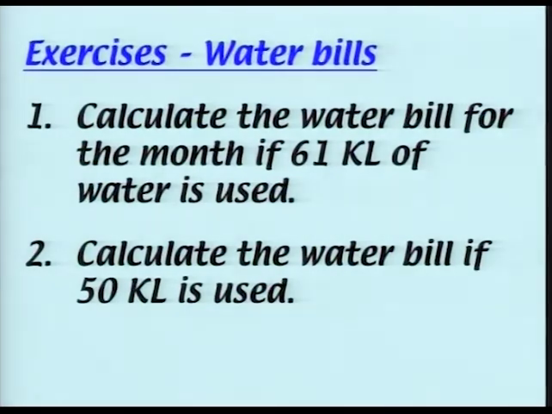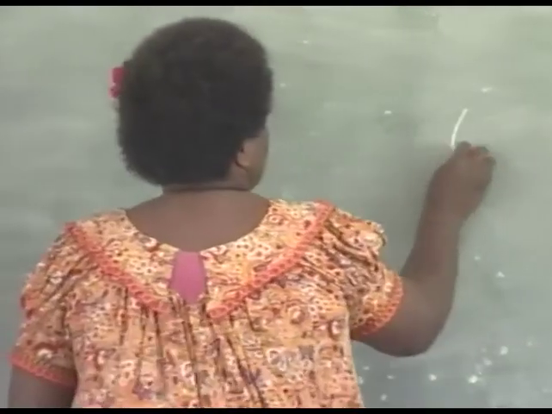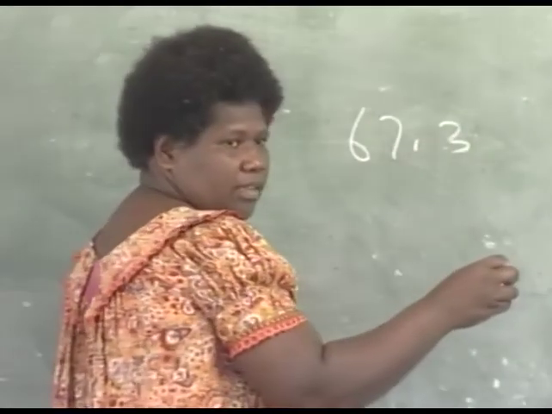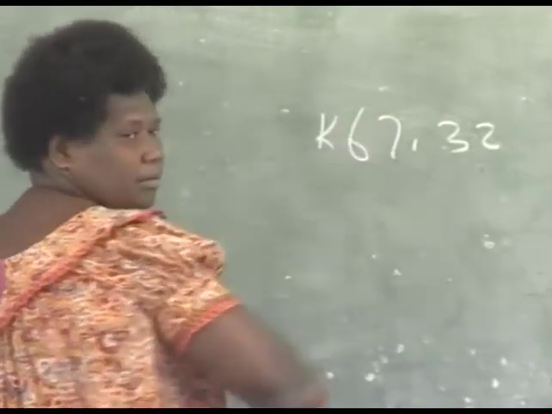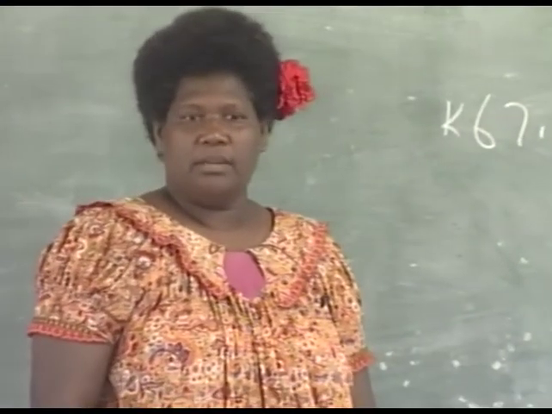Are we ready? Yes. Excuse me. Who's got an answer to question 1? The water bill for the month if 61 kiloliters of water is used. Solomon? 67 kina 32 toya. All agree? 67 kina, did you say 30 toya? 32 toya. Who's got a different answer from this one?